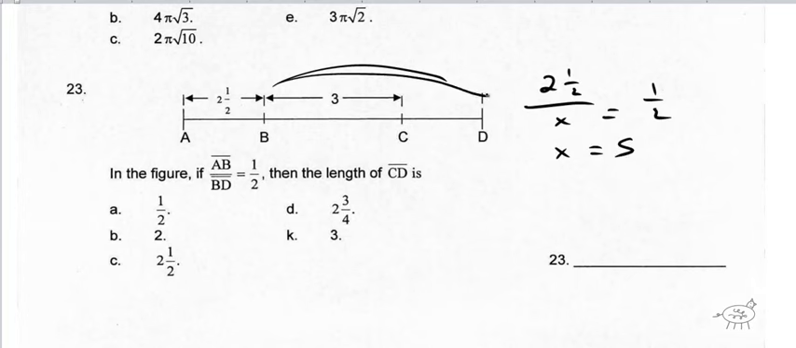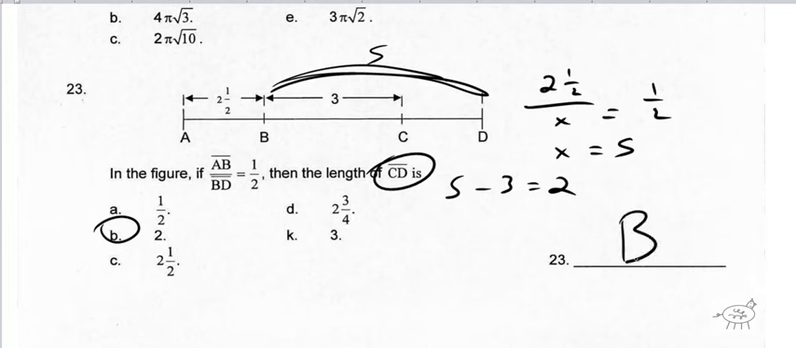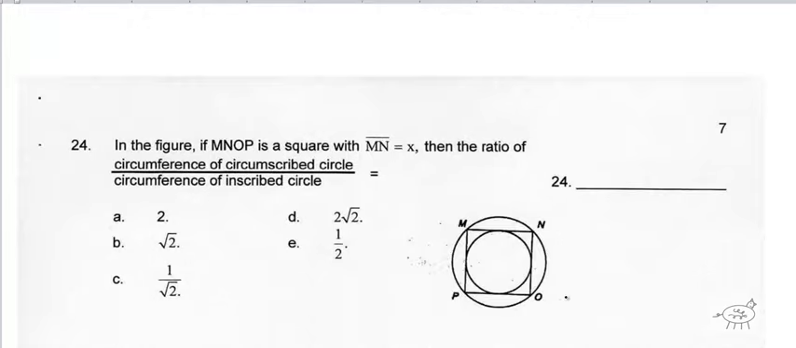So BD is 5. Is that an answer on there? It's not an answer, which is good, but what happens is people figure that out and write 5, and that's not right. If that whole distance is 5, they're looking for CD. So 5 minus 3 is 2. So that's my answer, B. Okay.